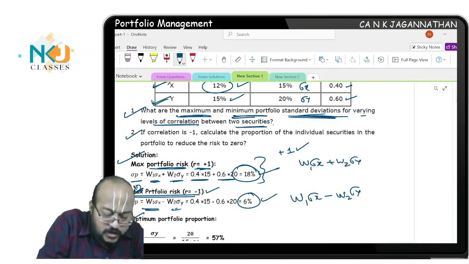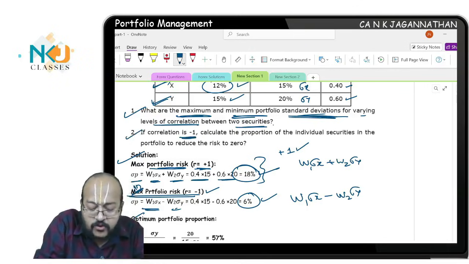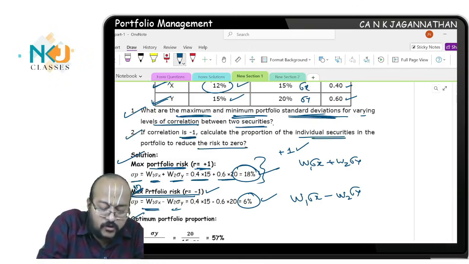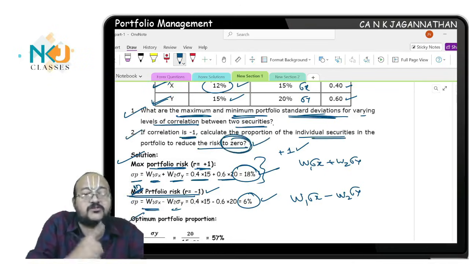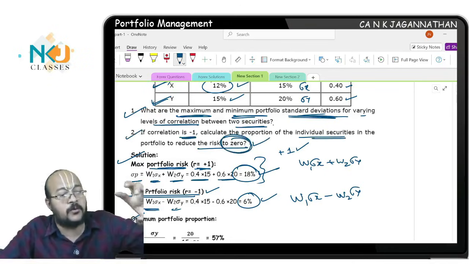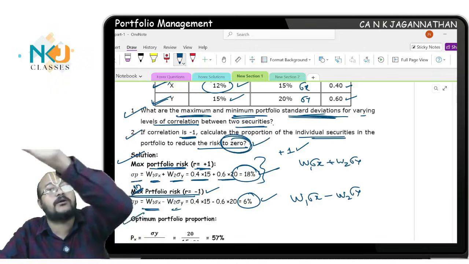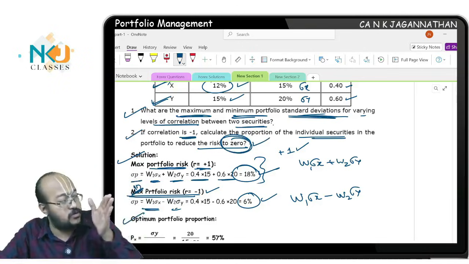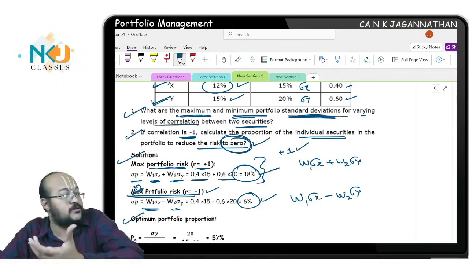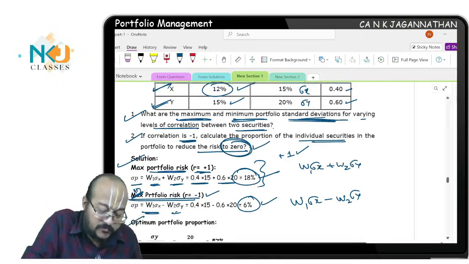Now, second part of the question: if correlation is -1, calculate the proportion of the individual securities in the portfolio to reduce risk to 0. Zero variance portfolio. I told you what the formula is. Proportion of x is equal to sigma y divided by sigma x plus sigma y. Proportion of y is sigma x divided by sigma x plus sigma y. That is what they have done.